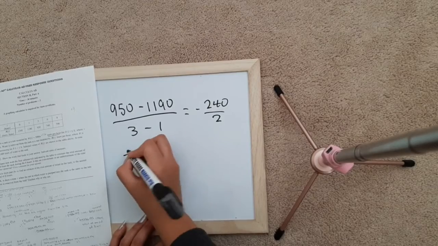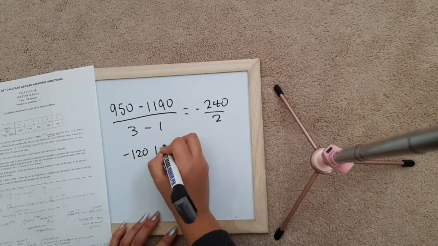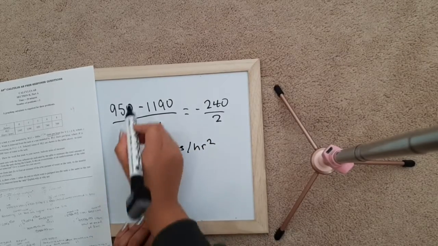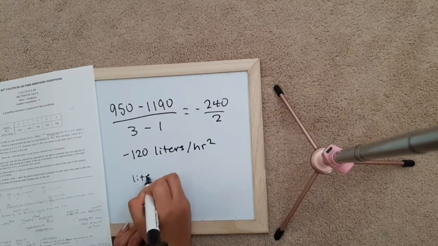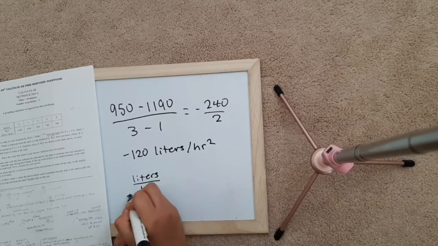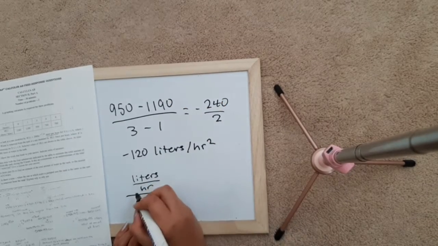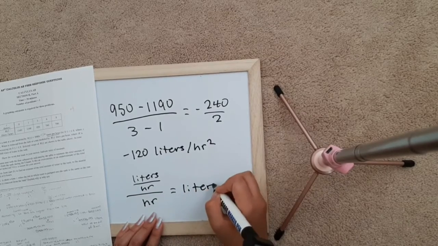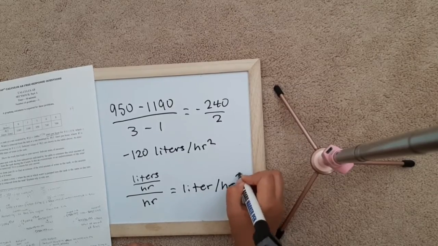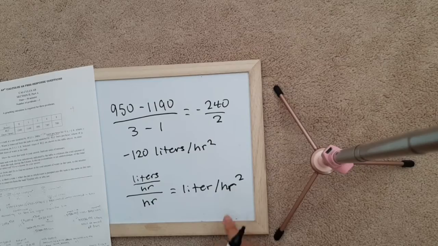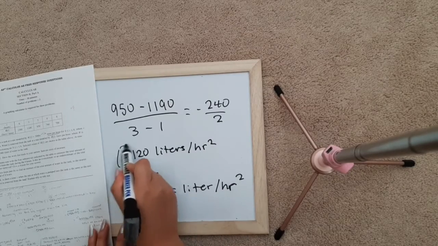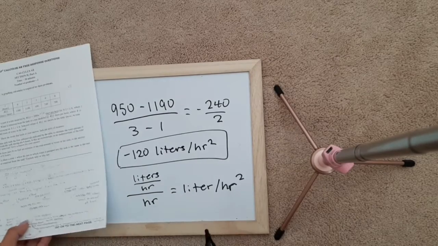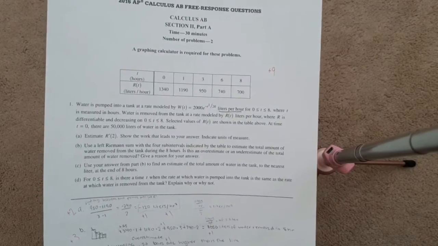If you simplify that, you get negative 120. For the units, you're dividing liters per hour by hours, so that's liters per hour over hour, which simplifies to liters per hour squared. And that's how you get the units. So the answer to part A is negative 120 liters per hour squared, and that is what R prime of 2 is.